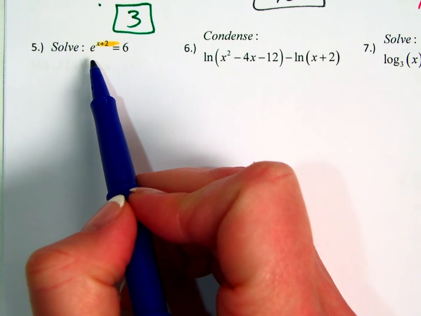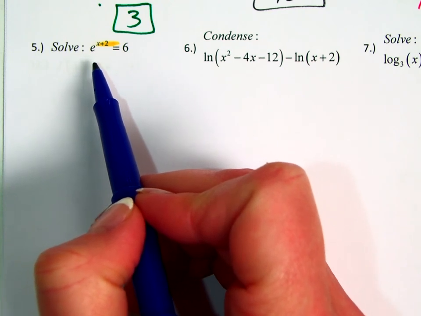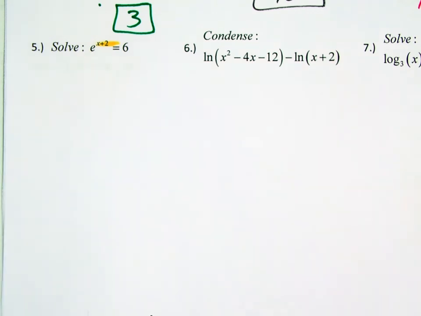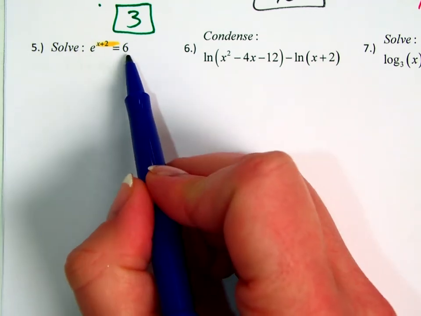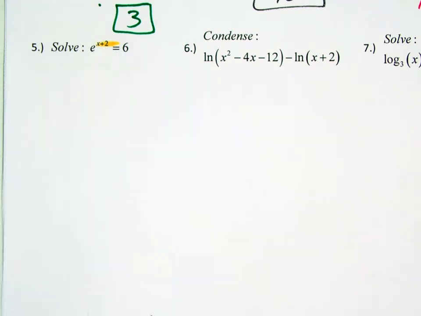That number, 2.718. There's no way for me to make a decimal have the same base as a 6. So that means I cannot just make the bases the same in order to solve.